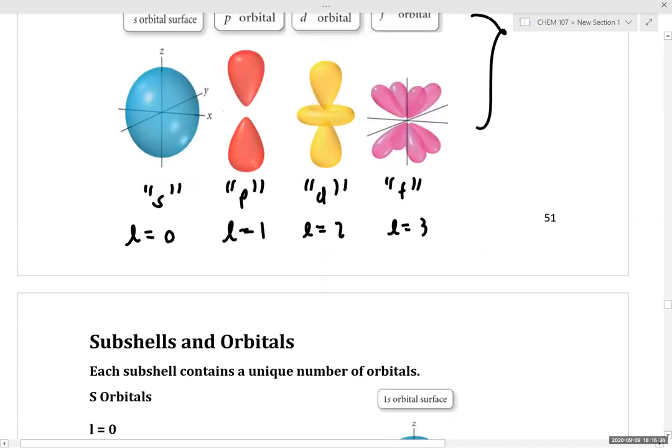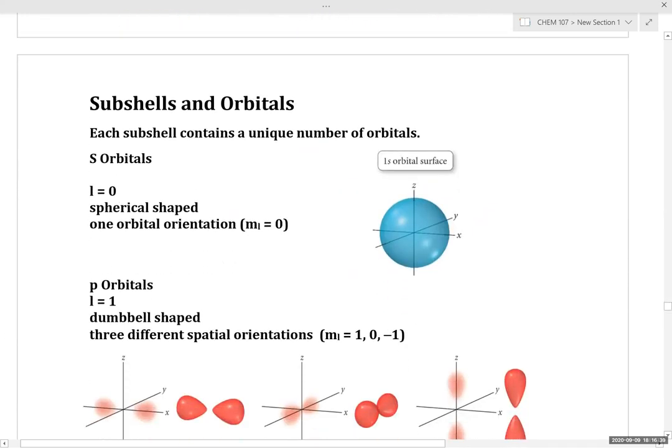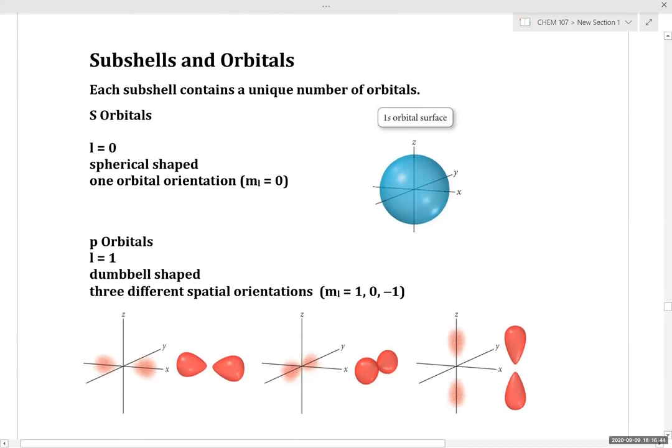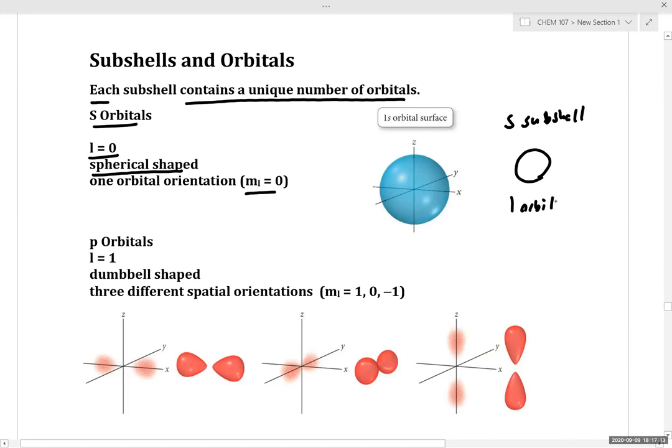If not, let's try to tie this idea together, and I really want you to get a sense of what each of these orbitals look like and how many of each orbital we have in a subshell. Each subshell contains a unique number of orbitals. Our s orbitals correspond to L equals 0. They're spherical shaped and we have one orbital in the s subshell.